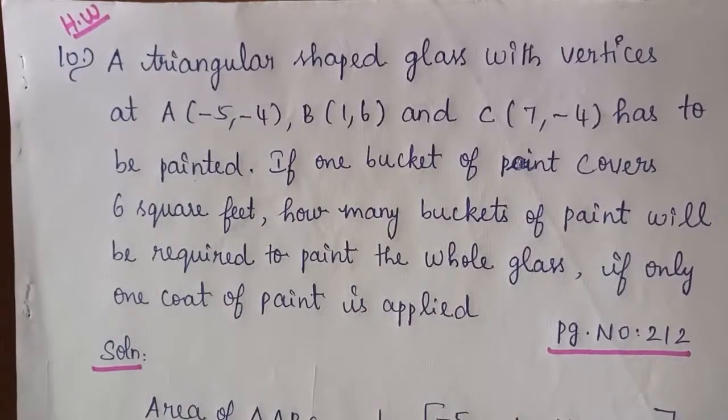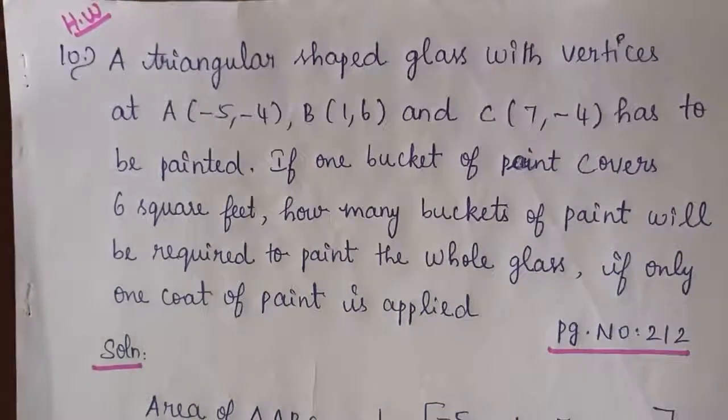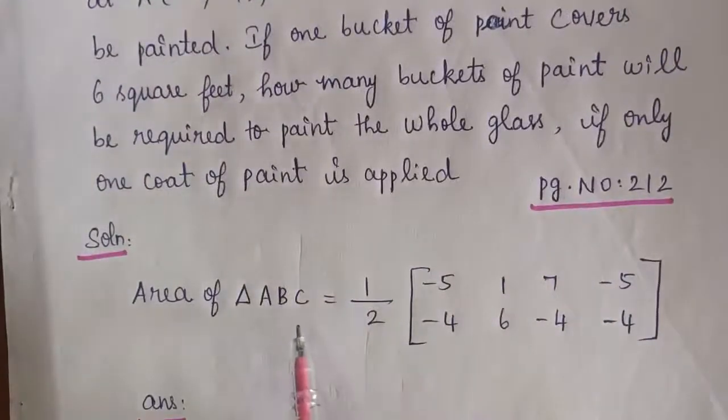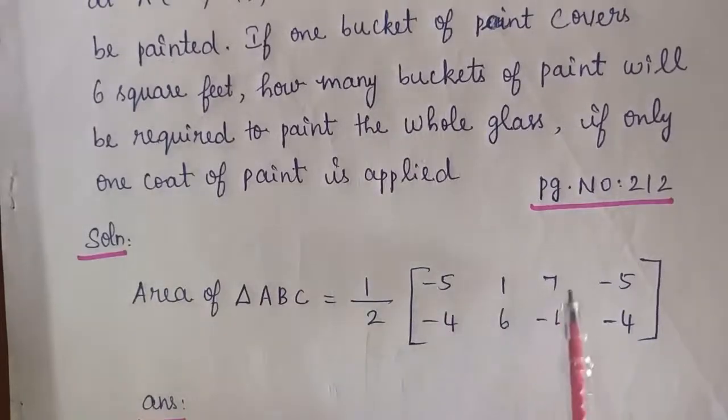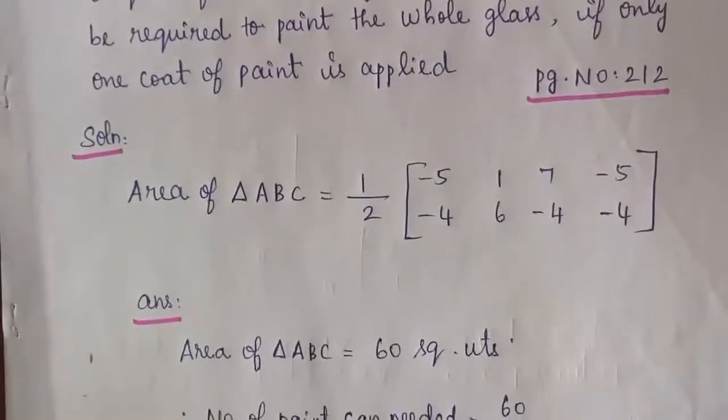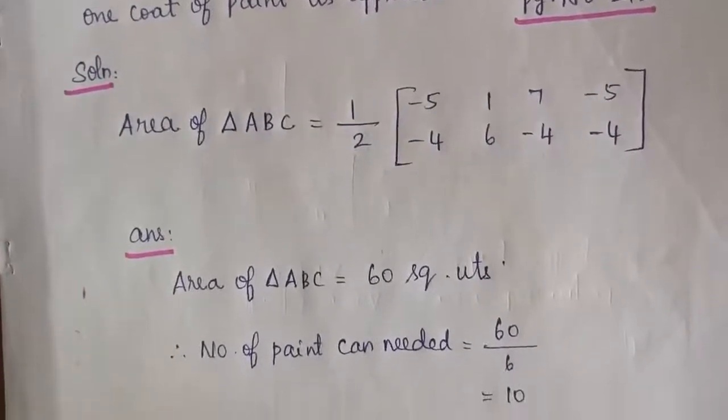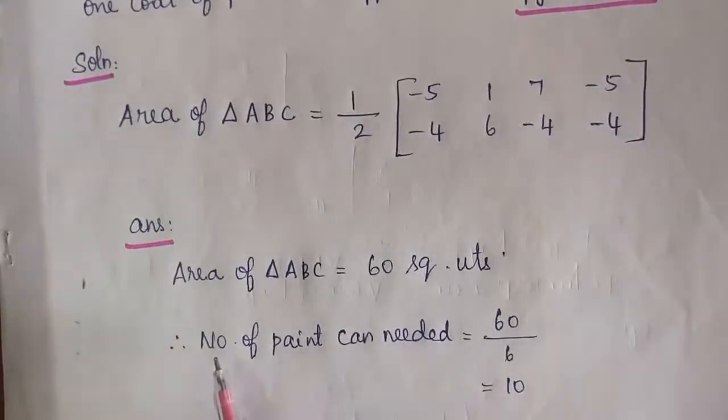So the problem belongs to the page number 212. So solution, you have to find the area of a triangle ABC is equal to 1 by 2 into, this is A coordinate, B coordinate, C coordinate, again A coordinate. You have to do a normal multiplication. You get the answer. Area of a triangle is equal to 60 square units, and you also find number of paint cans needed is equal to 60 by 6, because for 1 square feet you need 6, which is equal to 10. You need 10 buckets of paint.